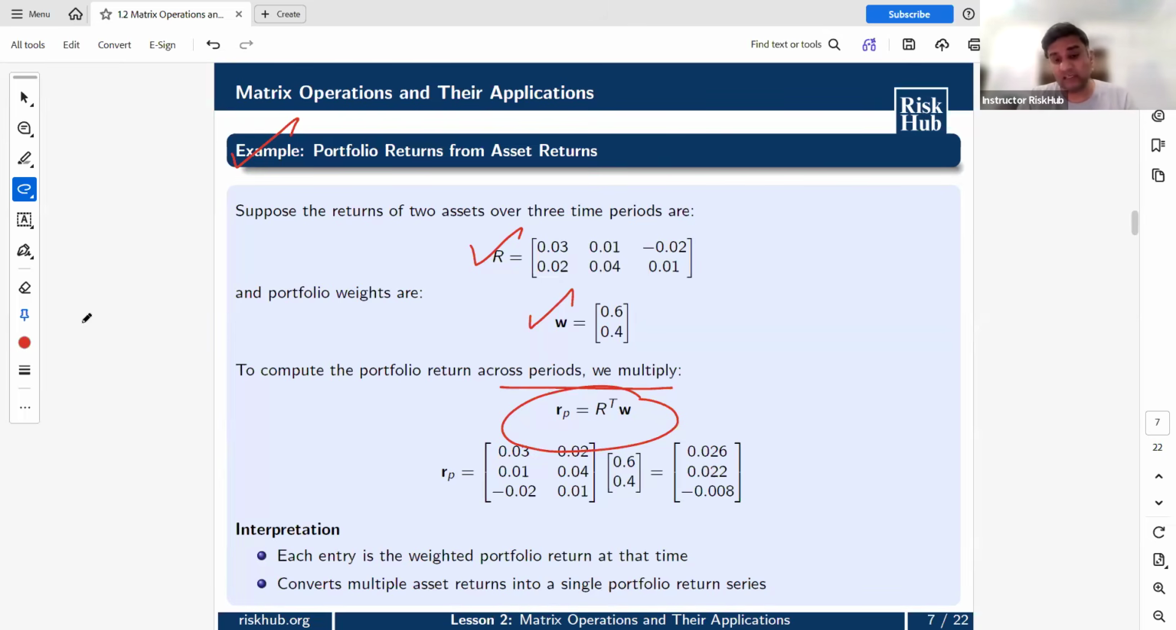And why does the transpose appear, right? The transpose appears because it aligns your dimensions properly. Without the transpose, matrix multiplication would fail. This is why transpose is not cosmetic, right? It is a structural alignment which we need to understand. Very, very important.